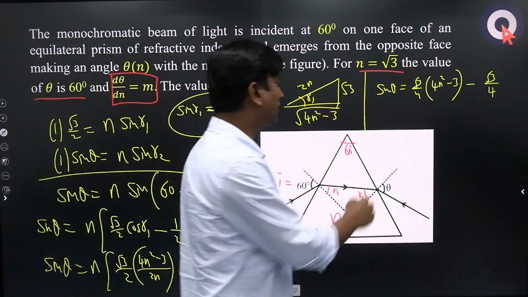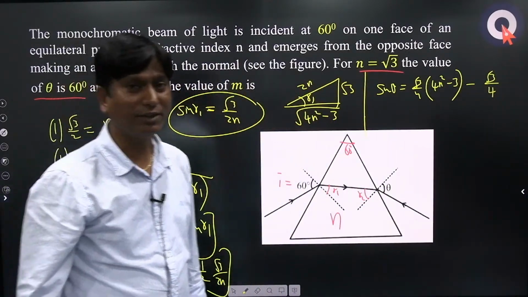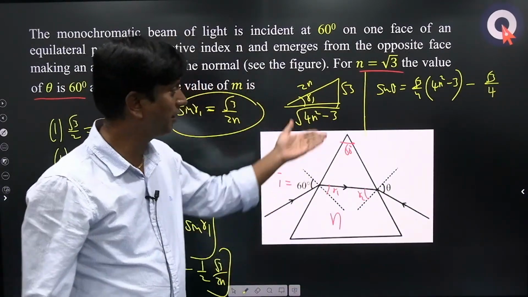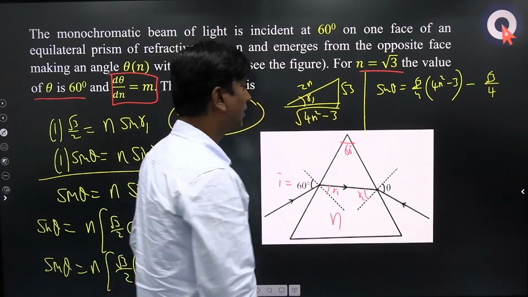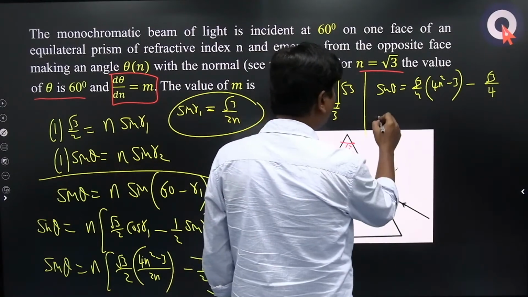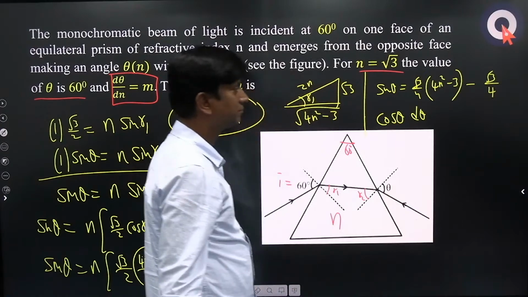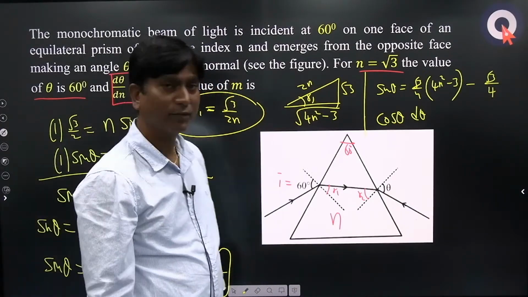But they are asking d theta by dn, right? So don't try to take theta equal to sin inverse of all that and then differentiate d theta by dn. Instead, here only you can differentiate. d of sin theta is what? d of sin theta is cos theta into d theta.